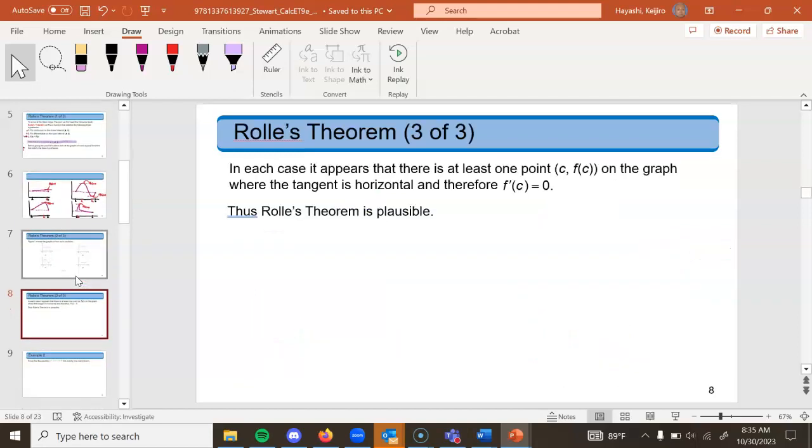But one way you can use the mean value theorem, and by mean value theorem I mean Rolle's theorem because that's what we're talking about right now, is to prove that there is not more than one root of an equation.